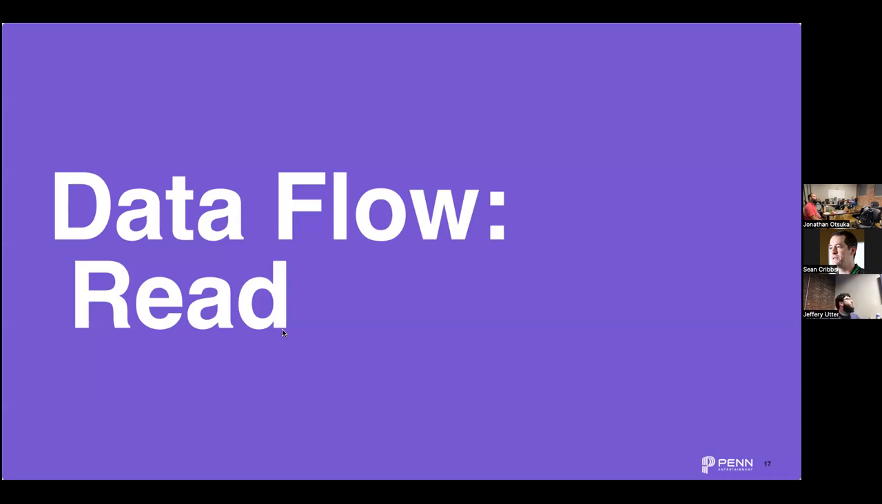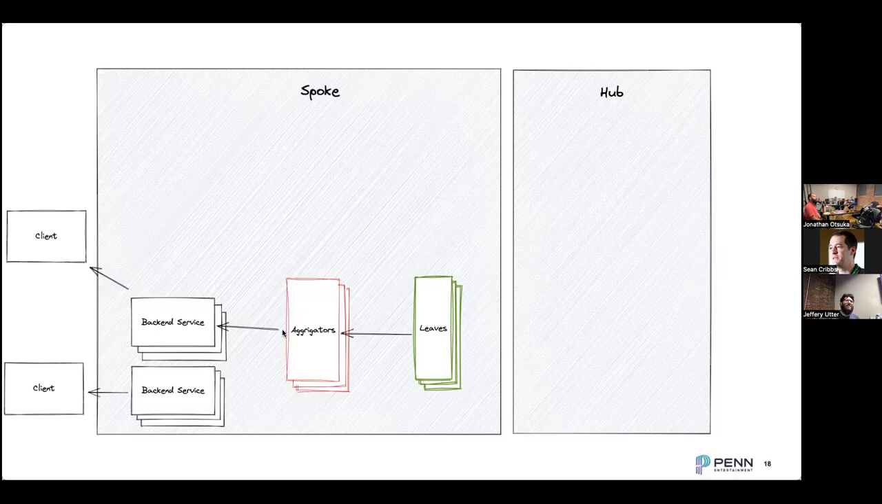For the read data flow, we get to ignore half of that chart. Now we're only concerned with this little bit here. When a client makes a request, it goes to a backend service and says, hey, I need some data. That backend service then goes to the aggregators and says, hey, I need that data. The aggregator figures out where it needs to go, what leaves it needs to grab that data from, pulls it back into the aggregator, does whatever it needs there, and back out to the backend server and ultimately the client.